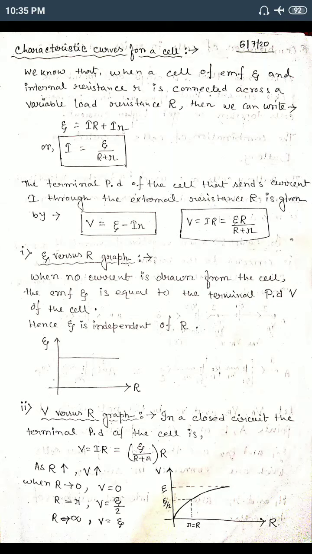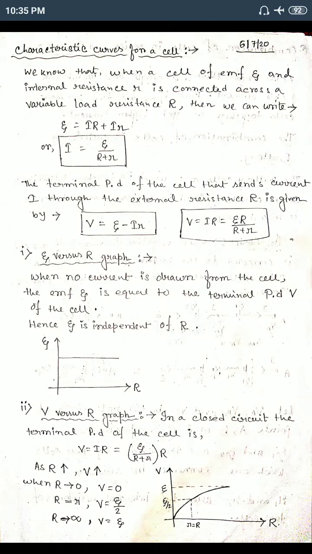The first characteristic curve is the E versus R graph, EMF versus resistance graph. As we know, when no current is there, that means in an open circuit, the terminal potential difference, the terminal voltage V, is equal to the EMF. So if we put I equals 0 in the second equation, V equals E minus Ir, we get V equals E.